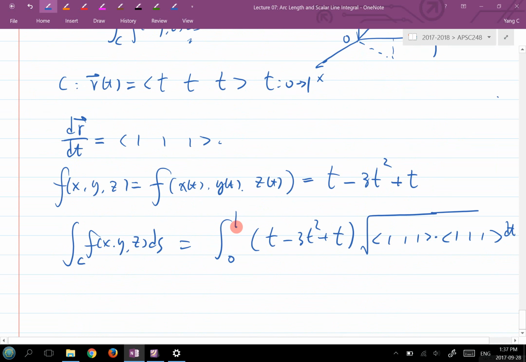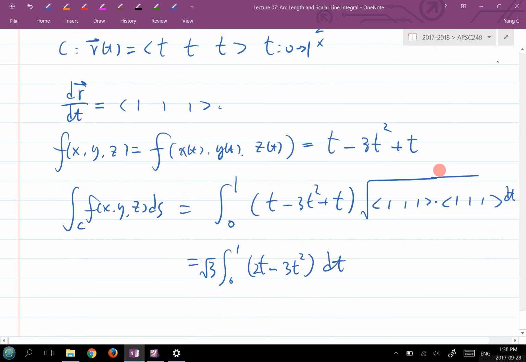So the rest is a straightforward integral exercise now. There's nothing new here. From 0 to 1, this dot product is 1 plus 1 plus 1, which is 3, so root 3. You can take the root 3 out, and you have 2t minus 3t squared dt. Very simple integral. You will see that you end up with 0.